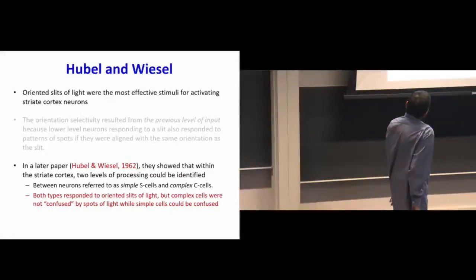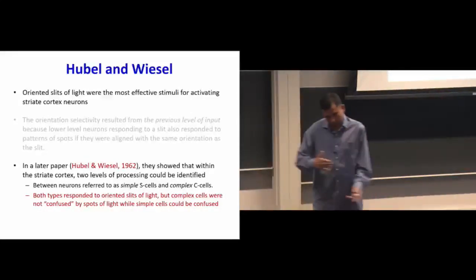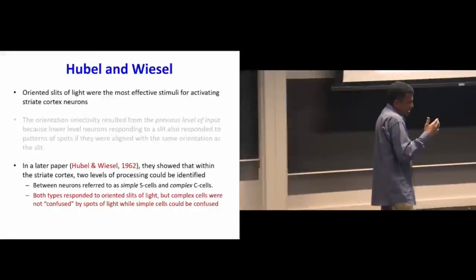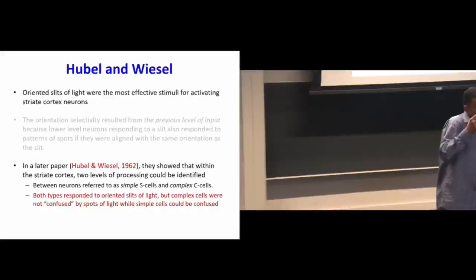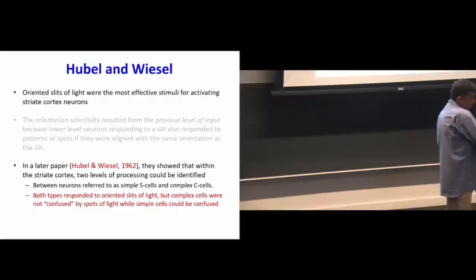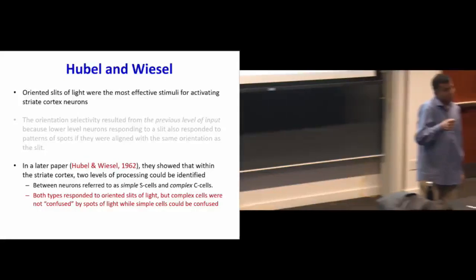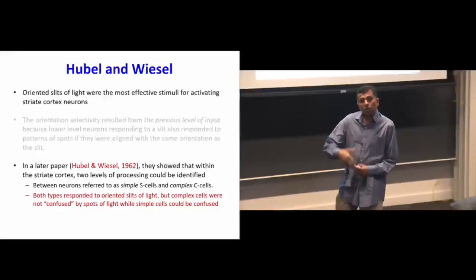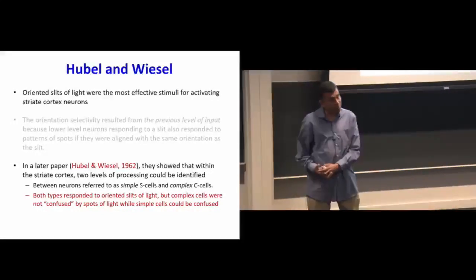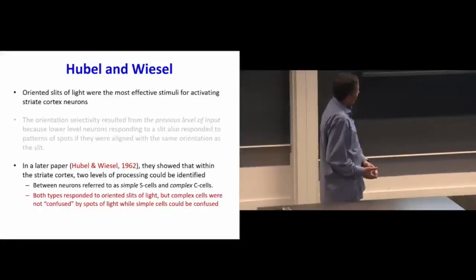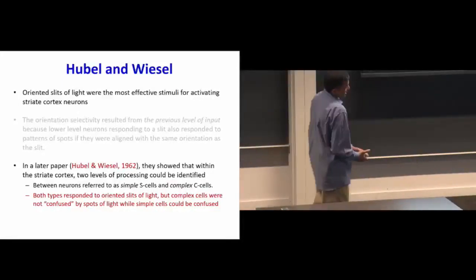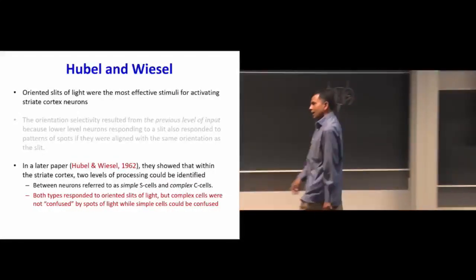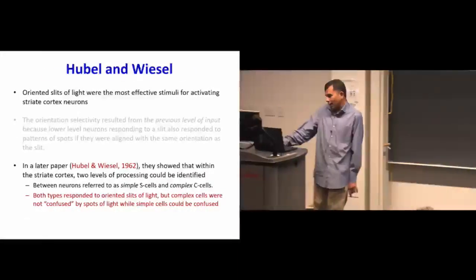And they actually found that the processing of orientation is kind of hierarchical. It's not just the very first set of cells that respond. Because these cells respond to slits, to oriented patterns, the first level of cells could get confused by little spots of light. So this got cleaned up by further processing by the next level of cells. They call these simple S cells and complex C cells: S for simple, C for complex. And basically, both of you have these two different types of neurons. And here's how they would work.